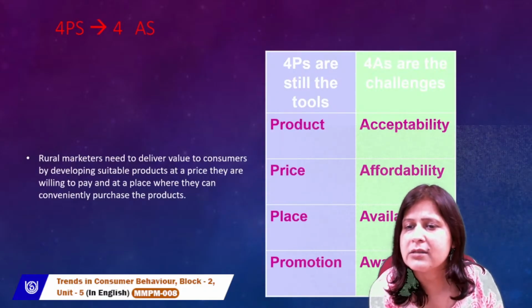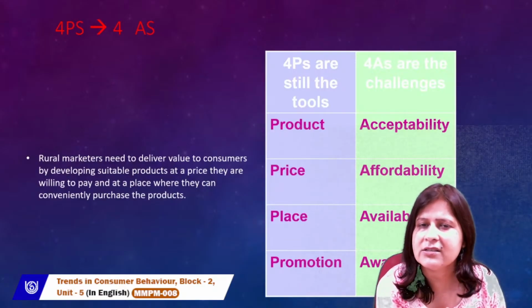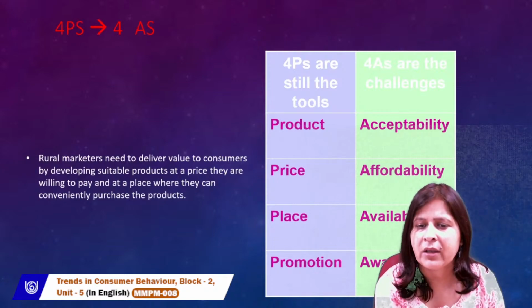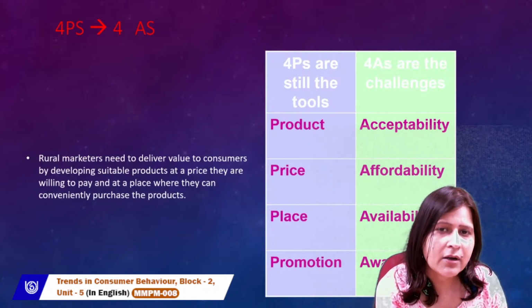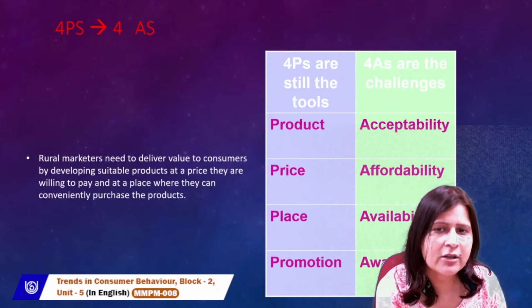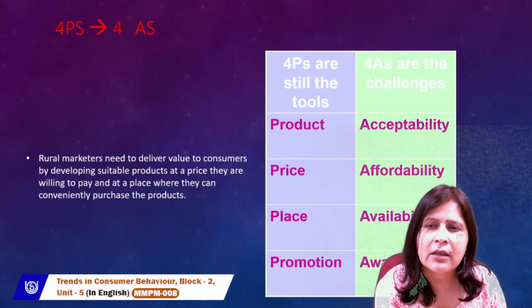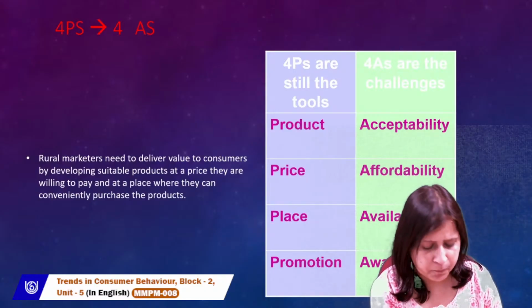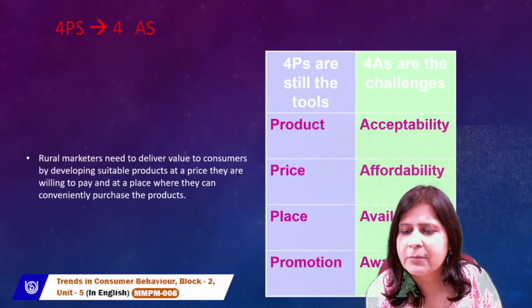You should communicate to the audience that the product is available in the market. There are four A's. Four A's are the challenges. What are the four A's? The first is acceptability, right? It becomes very difficult, especially in rural areas, as they are not easily ready to accept the product.